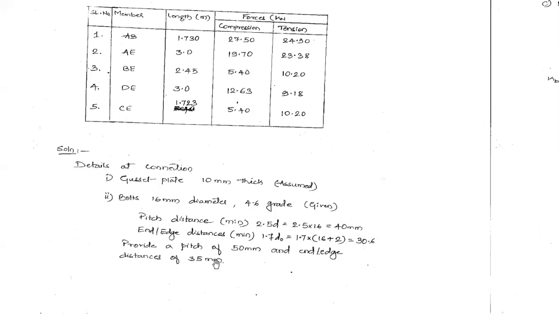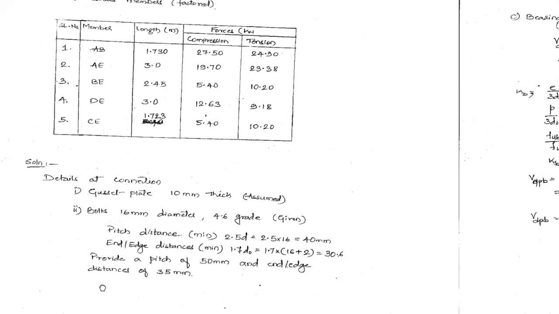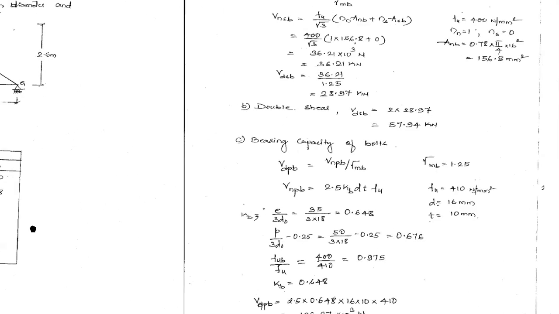Okay, so on these two, we'll finalize the pitch and end distance. What we are going to do is provide a pitch distance of 50 and an end and edge distance of 35. Okay, these are the distances in the connections that will be provided. The pitch distance between the bolts will be maintained at 50. The end and edge distance with respect to the member will be maintained at 35. Okay, so that is the connection details.